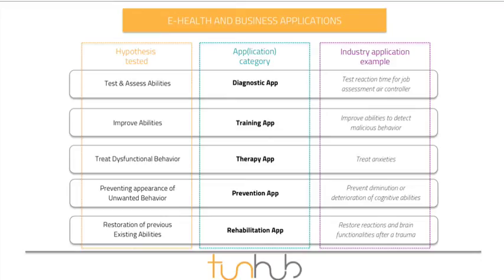Well, because we're in the field of psychology and neighboring sciences, we obviously are focusing on e-health and business applications. There are five fields we are covering. There's diagnostic, for example, if you're developing a test or assessment. Then there's training apps, where you try to improve abilities. A lot of business applications are focusing on that. Then there are therapy apps, for example, for treating anxieties. That's mostly the field of medicine and psychology. Then prevention apps and rehabilitation apps. So if you have been developing in these fields for several years, come talk to us, and we will set you up and you can sell it within our system.